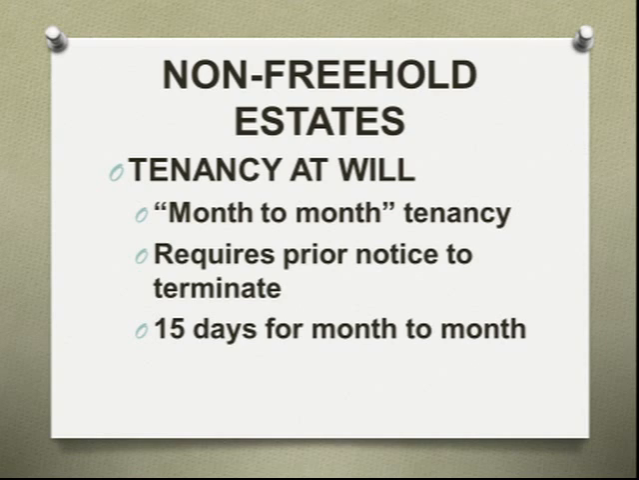The tenancy at will is an estate that's missing one of the components: in writing, beginning date, ending date. Typically, the best example of a tenancy at will is a month-to-month tenant. If it's a month-to-month tenancy, it requires at least a 15-day notice to evict that person. If it's a week-to-week tenancy, it's going to require a 7-day notice for eviction.